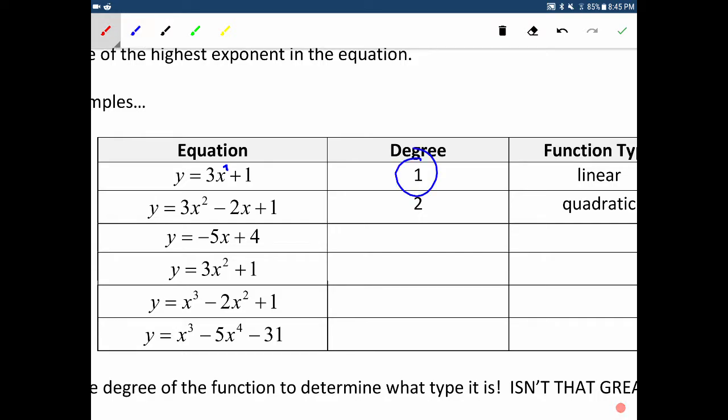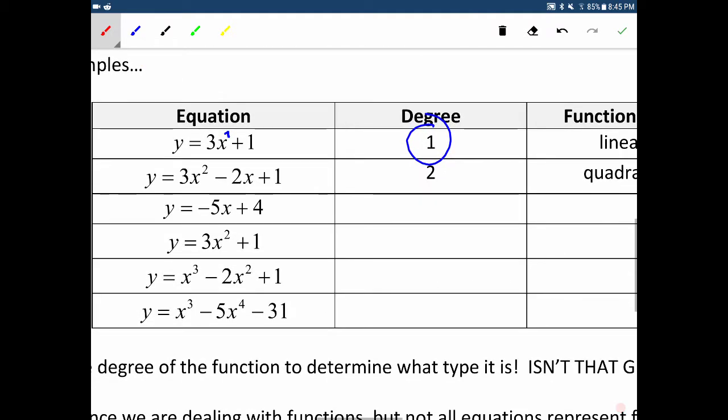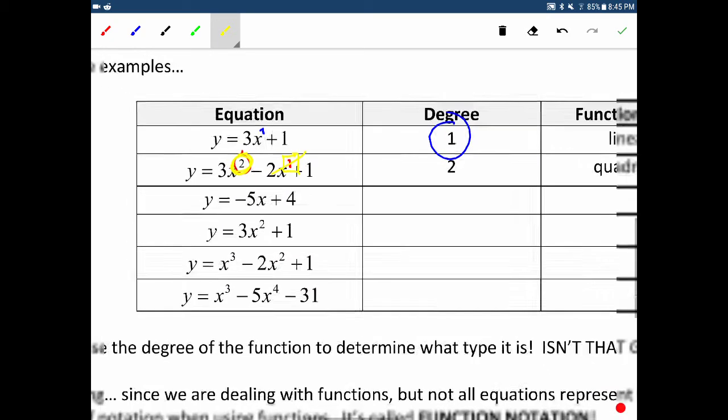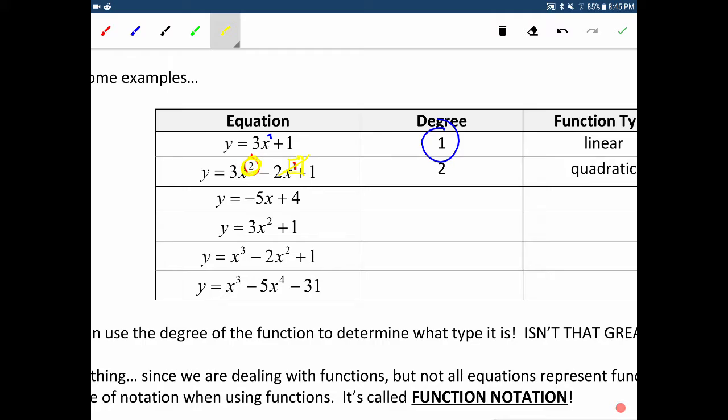Okay, what you have to be careful of is for this second one, which is a quadratic here, we've got a variable with an exponent of 2, and then we've got a variable with an invisible exponent of 1. And all that matters is which one's bigger. So the fact that the 1 is here is kind of irrelevant. We don't care about that. All we care about is this 2 right here, because the 2 is bigger. Okay, so that's what gives it the degree of 2, and that's what makes it quadratic.